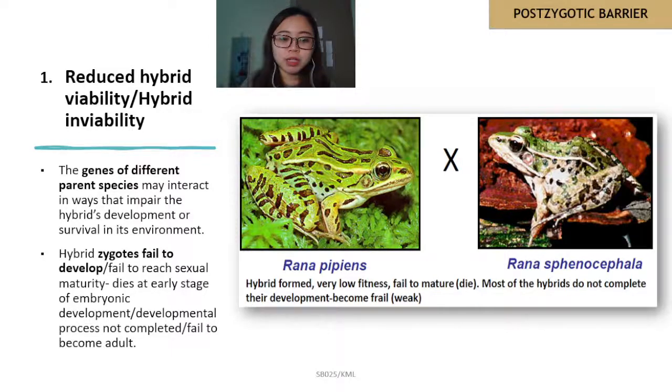We have an example here with Rana pipiens and Rana sphenocephala. So these are 2 species of frogs. Their hybrid will have low fitness. They'll fail to mature before they become adults. They will die. And most of the hybrids do not complete their development and they become very frail and weak. So this is example of the first type of post-zygotic barrier, which is reduced hybrid viability.